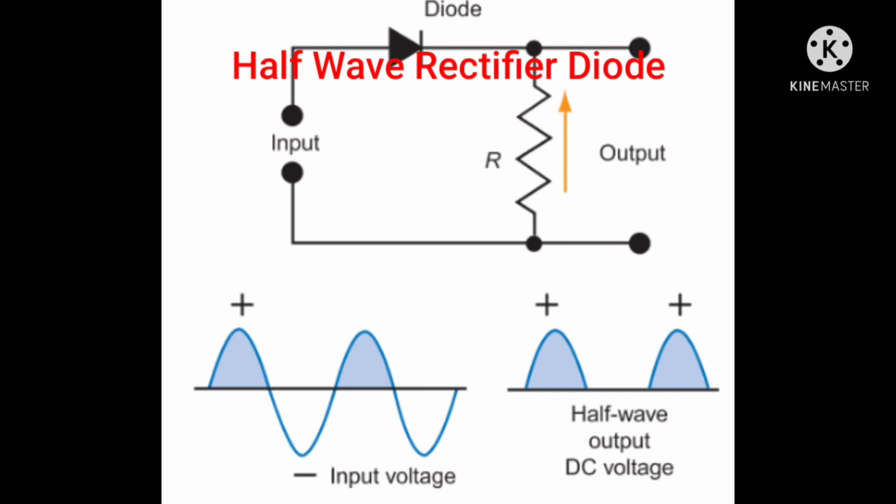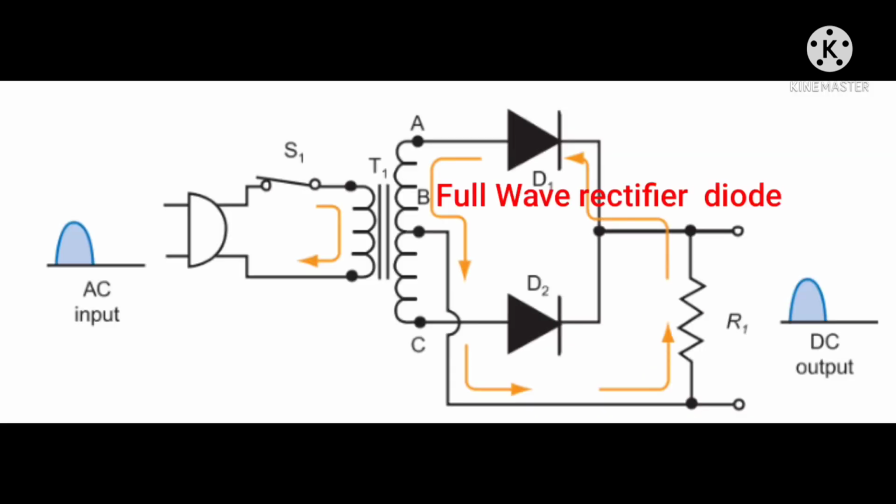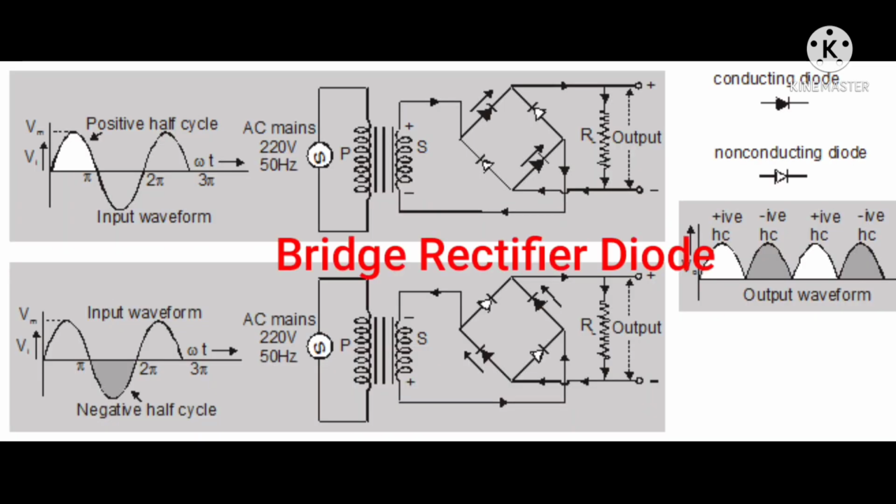This is the illustration of a rectifier diode in the circuit. As you can see, this is a half-wave rectifier with only one diode in the circuit. This is the full-wave rectifier with two diodes in the circuit. And this is the bridge rectifier with 4 diodes in the circuit.